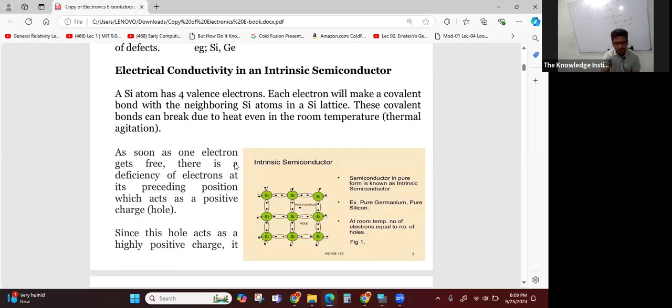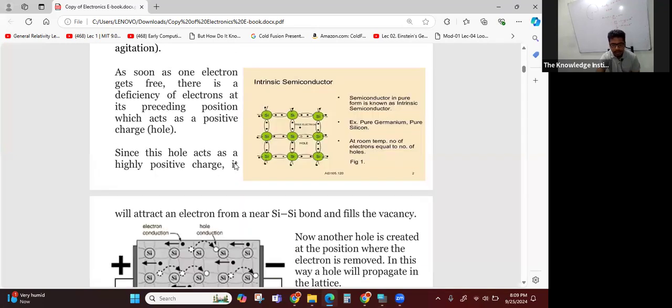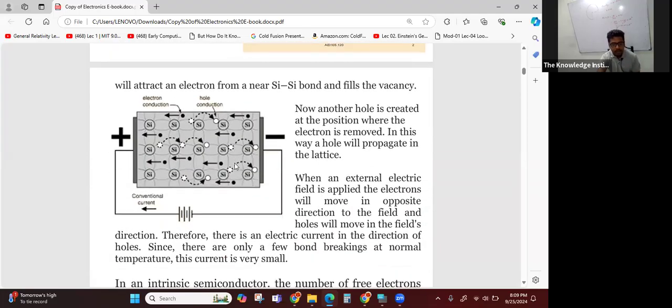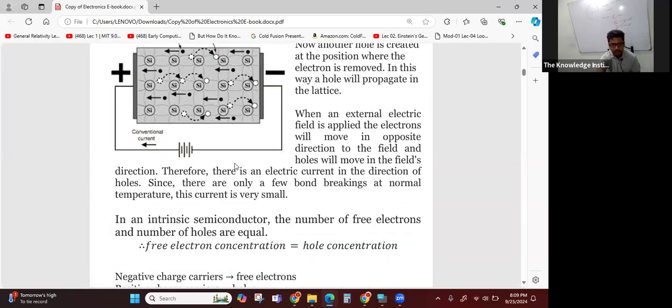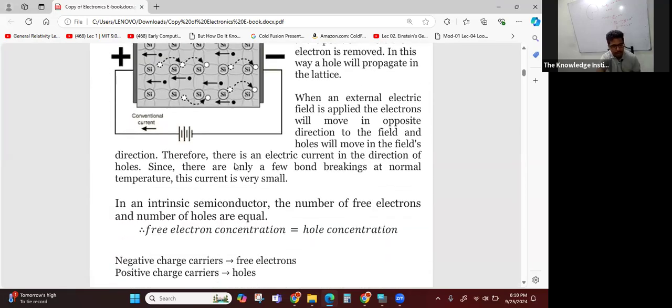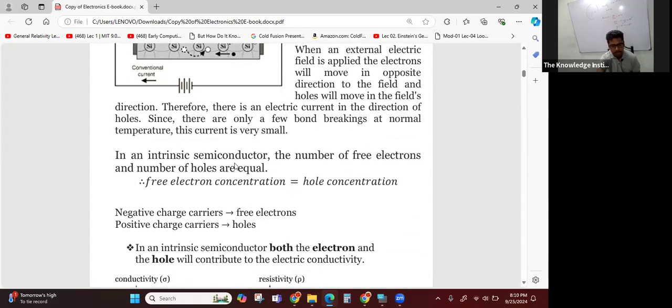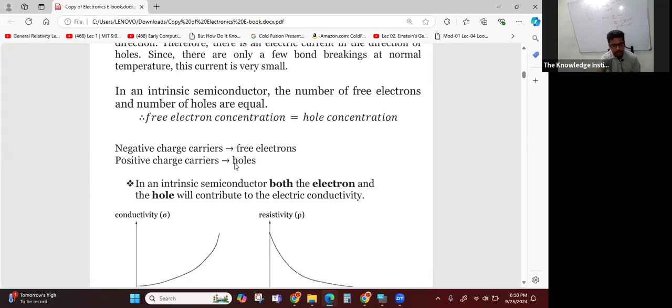So this creation is pairwise creation. That means if one free electron is created, one hole is also created, right? And in an intrinsic semiconductor, we know that hole concentration and free electron concentration are both equal. Also in intrinsic semiconductors, for the electrical conductivity, both holes and electrons contribute.